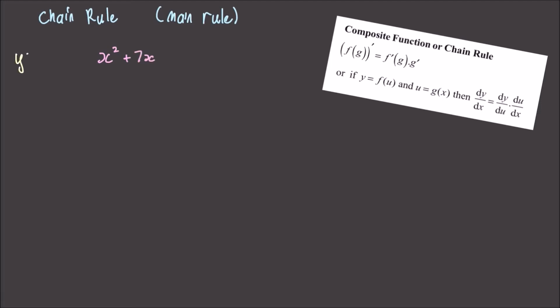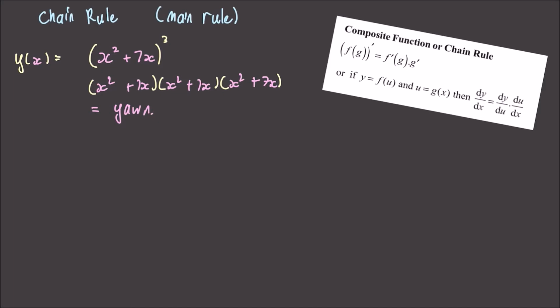But we're going to think about it as being a function inside another function. So here we've got the outside function, which is the yellow bit. That's to the power of 3, and the inside function, which is the purple bit, which is x² plus 7x. We could, of course, write this out as one big expanded thing, but that's going to take forever and it will get boring. We don't need to do this. So instead, we're going to think about the inside function as its own thing, and the outside function as its own thing as well. We're going to call them f and g.